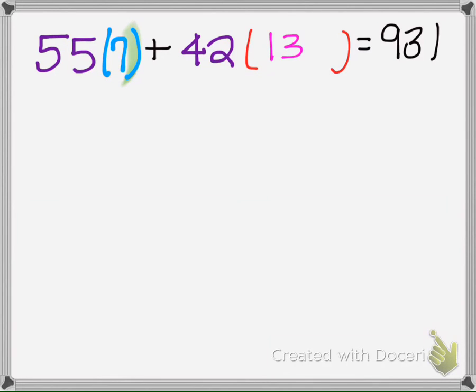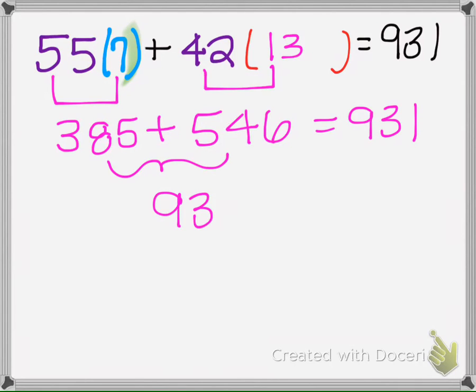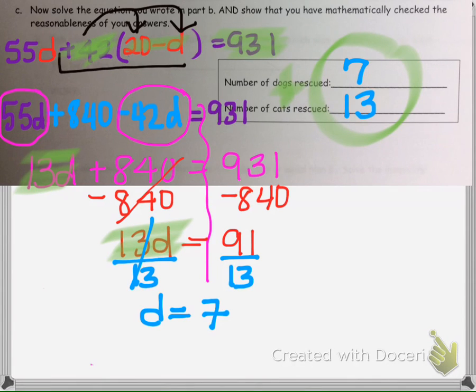So if dogs cost $55 and there's 7 of them, that means $385. And then if there are 13 cats and each one's $42 to rescue, that is $546. And then if we combine, we get $931. We get the same thing on both sides, so we would know that our answers are correct. So it asked us to check the reasonableness of our answer. So it works.